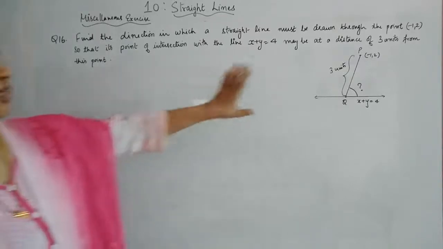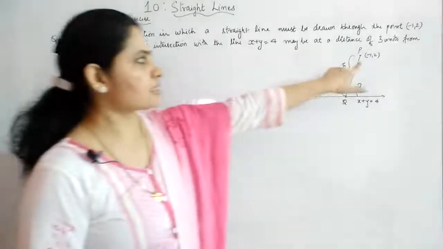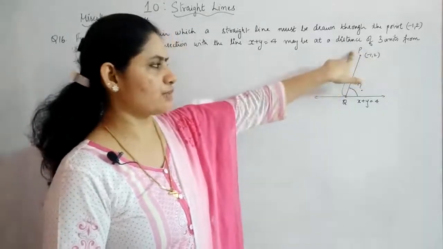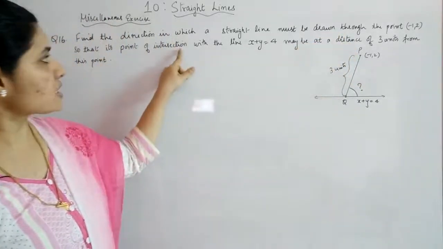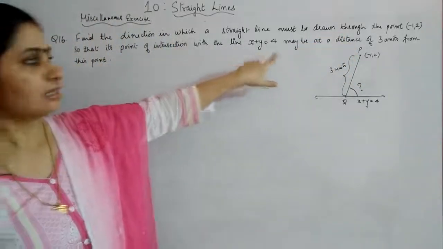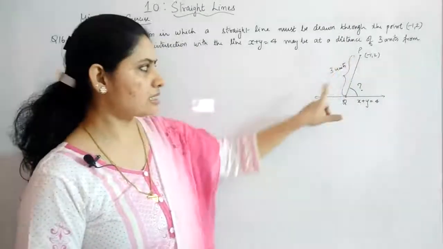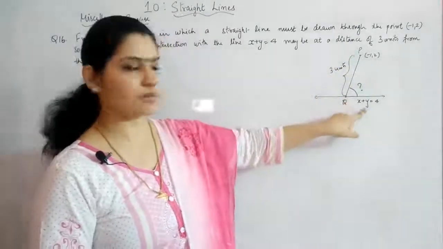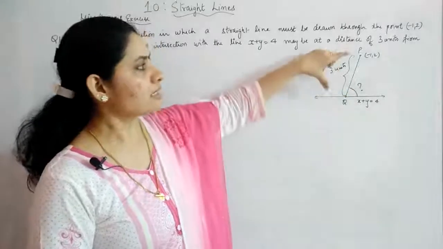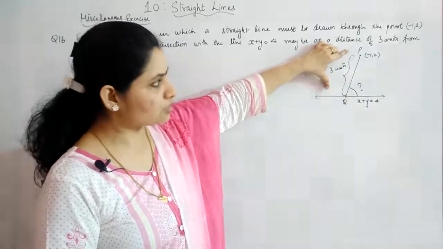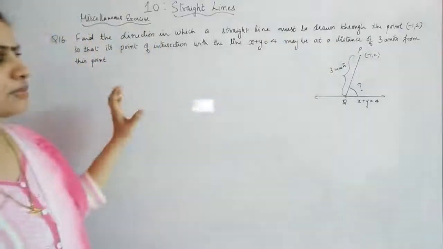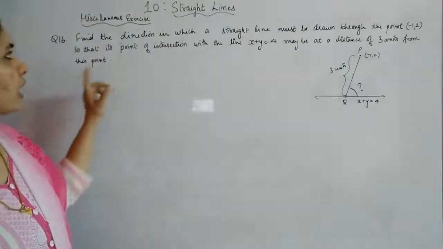So a rough figure has been drawn here. Let -1, 2 be the point P, and from that point we are drawing a line, and they are saying that the point of intersection of this line with this line, this line we don't know, and it is intersecting at some point on the line x plus y equal to 4, and the distance between that point of intersection and the point -1, 2 is given to be 3. So that concept we will use to get the direction.